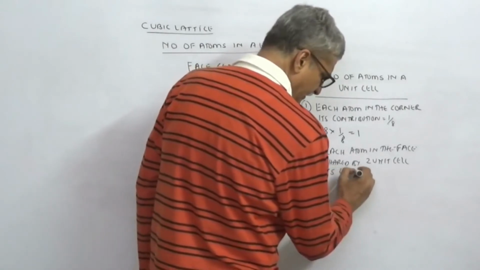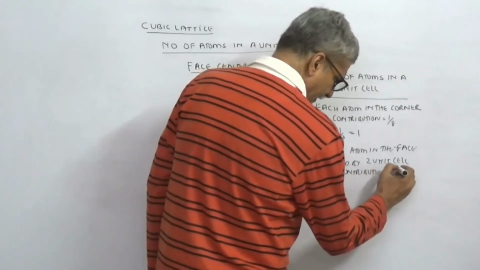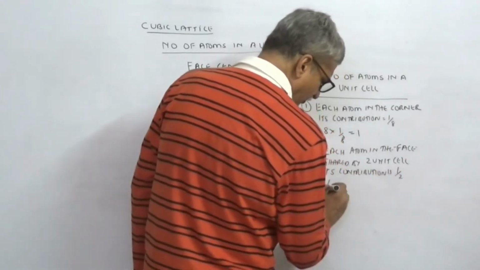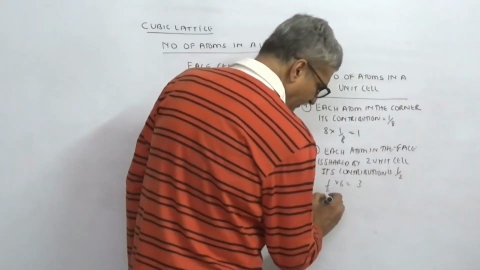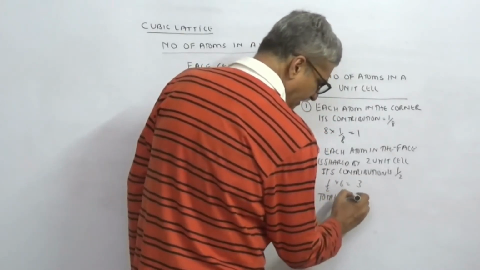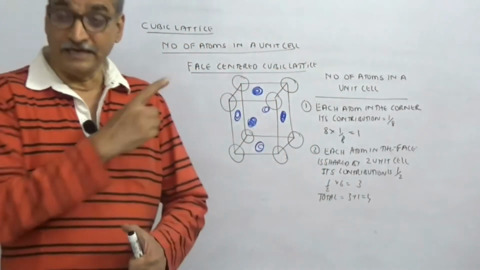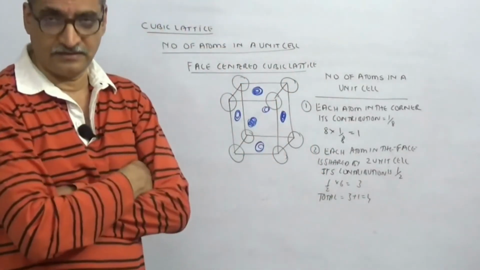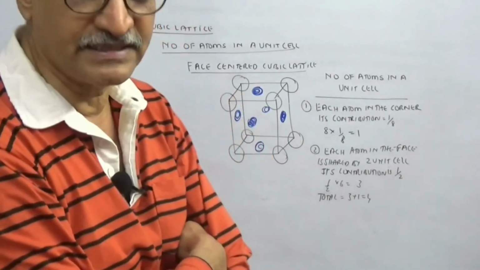Its contribution is half. So half into how many faces? 6. So that will be 3. So total will be what? Total will be 3 plus 1, that is equal to 4. So remember this. I need this for something else later. It will be used in the number of tetrahedral and octahedral voids, that's why I am teaching it now.